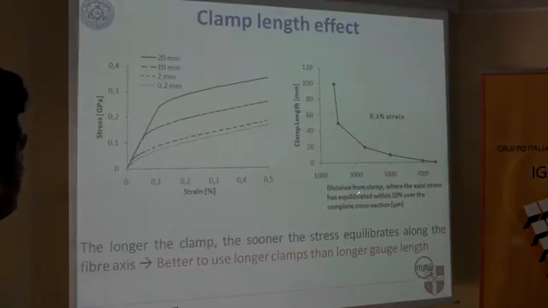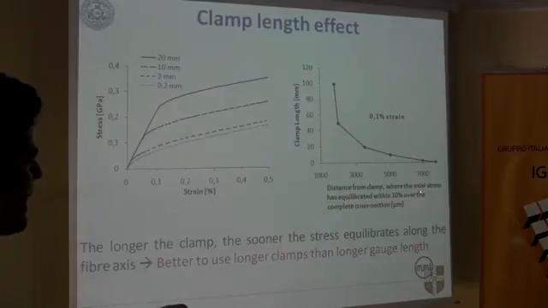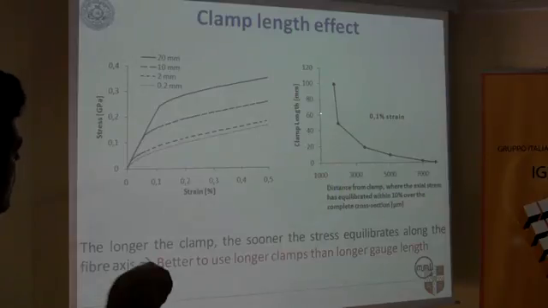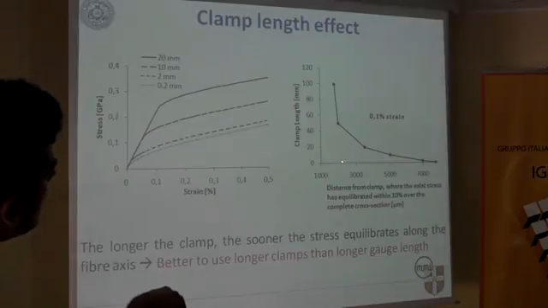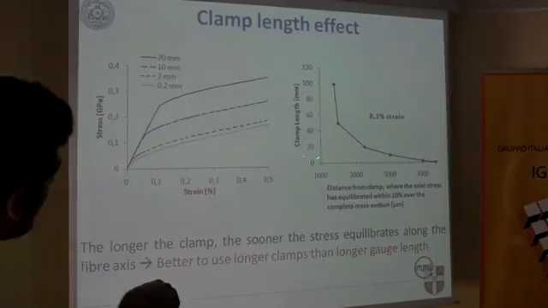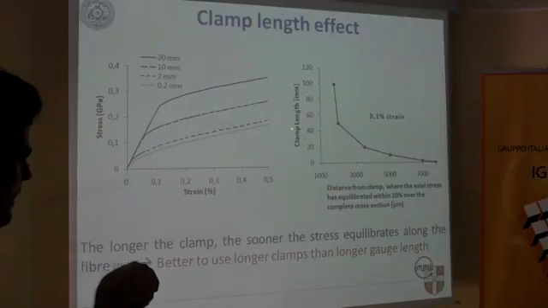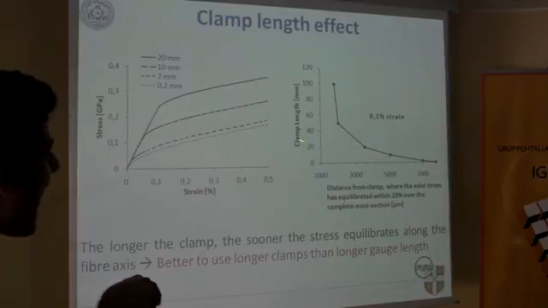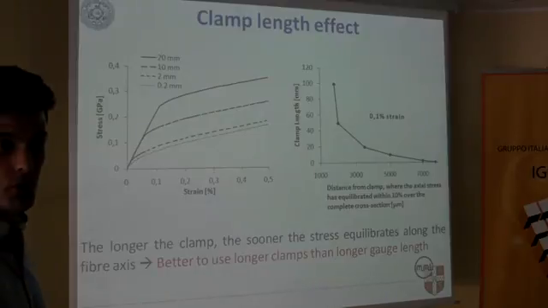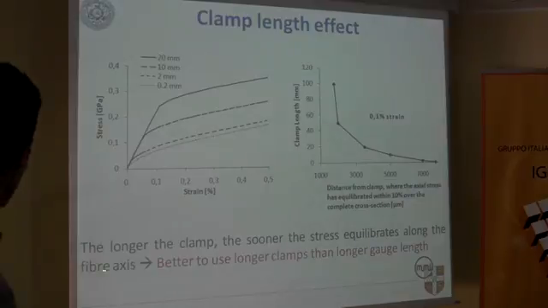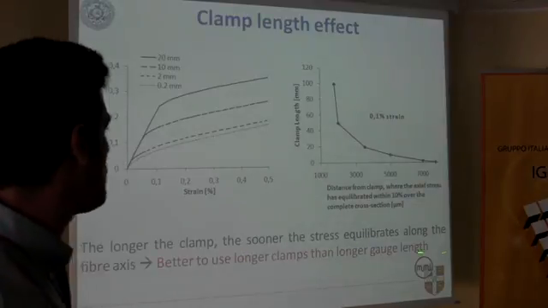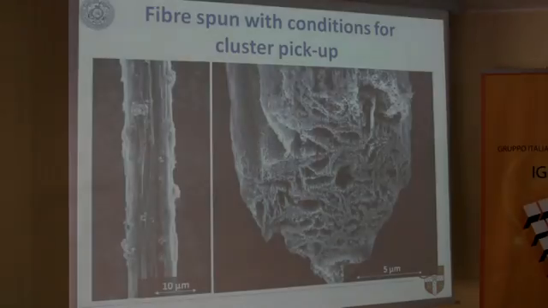Here we have the distance from the clamp where the axial stress has equilibrated. So if I increase the clamp length, I will obtain the equilibrium sooner. If I don't have enough clamped length, I will not obtain any equilibrium, so I will not obtain the equilibrium of stress even in the half gauge length of the fiber. So the longer the clamp, the sooner the stress equilibrates along the fiber axis.